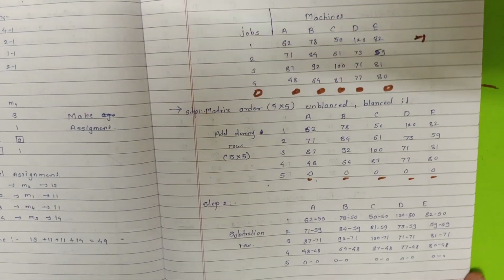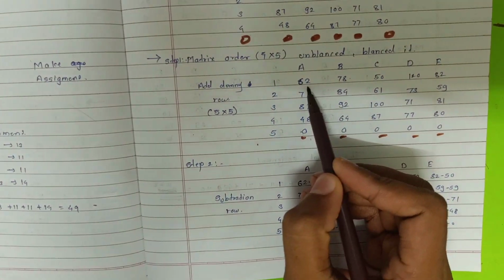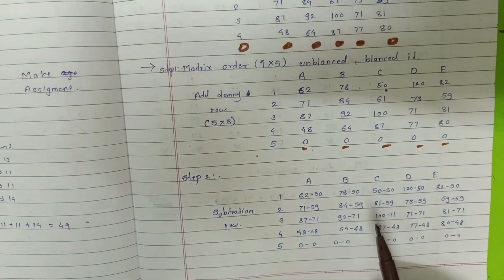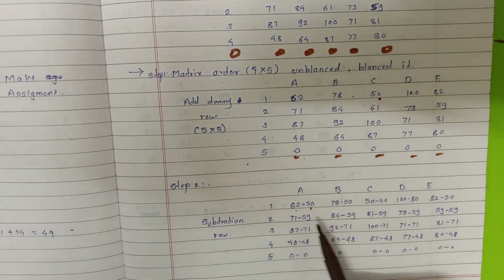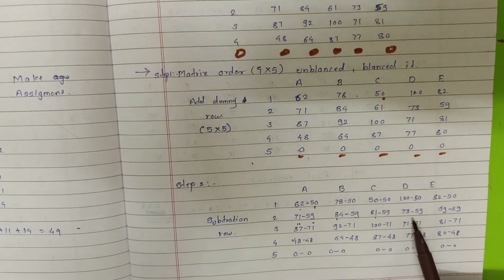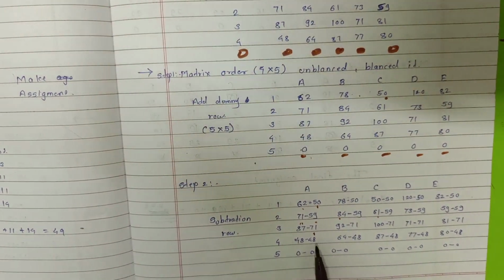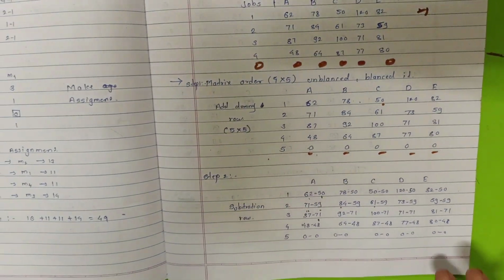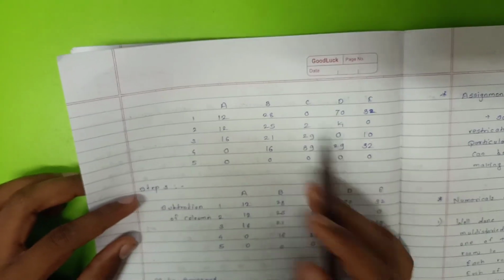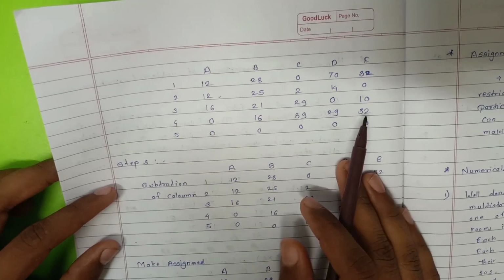Then the next step is to subtract the minimum element in each row from all the elements of that row. So the minimum element in the first row is 50, so we subtracted 50 from each element of the row. Then the minimum element in the second row is 59, so we subtracted 59 from 71, 84, 61, 73 and 59. Likewise, we subtracted 71 from all elements of the third row, 48 from all elements of the fourth row, and 0 from all the elements of the fifth row. So we get this new matrix after solving the subtractions.